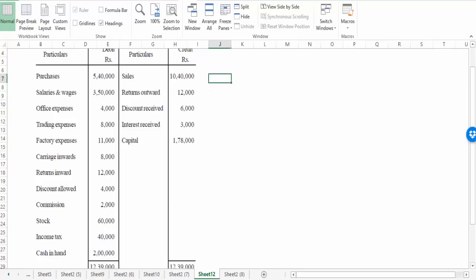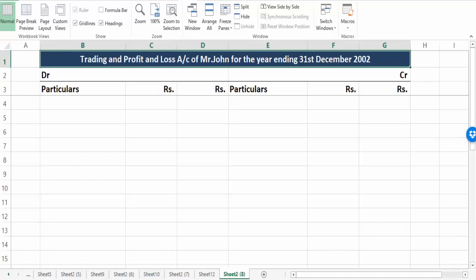Then if you look at sales, it will appear in trading credit. Return outward is nothing but purchase return, so it will be netted with purchases. Discount receipt will appear in credit of P&L. Interest received again credit of P&L, but capital will appear in liability, it will not find place in trading or P&L. Fine. So let's capture item by item.